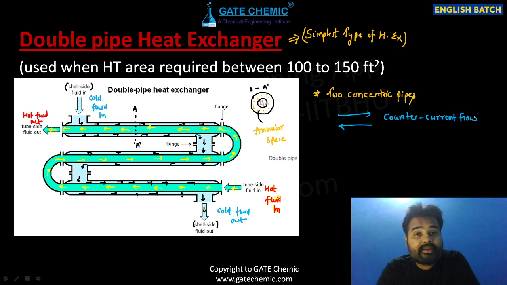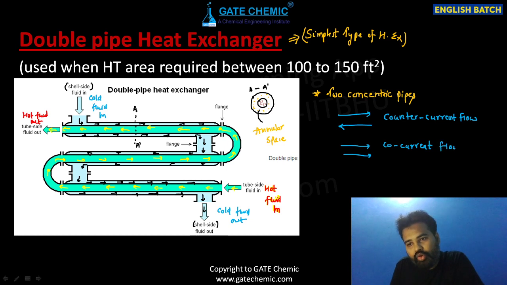Other flow patterns are also available. Maybe both are in the same direction. Then it is termed as co-current flow, or it is also known as parallel flow. Sir, only these two flow patterns?